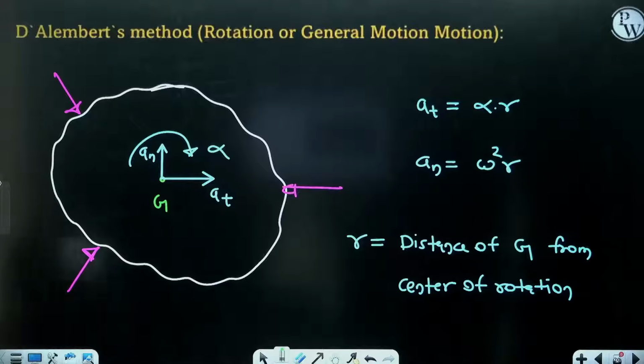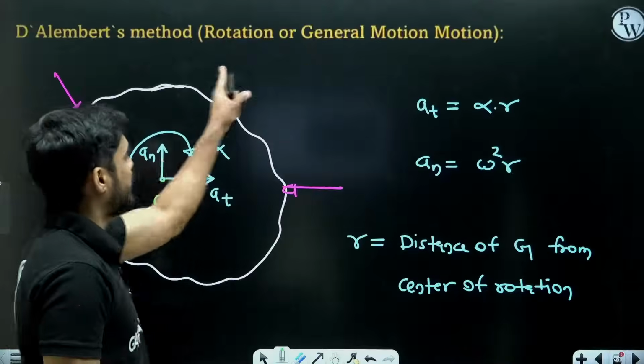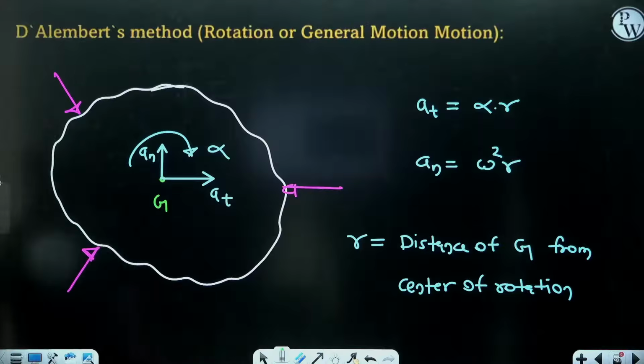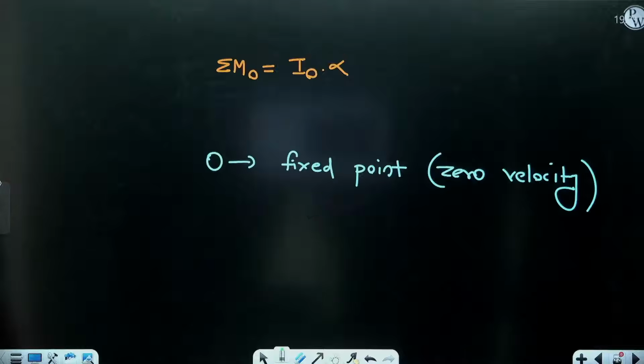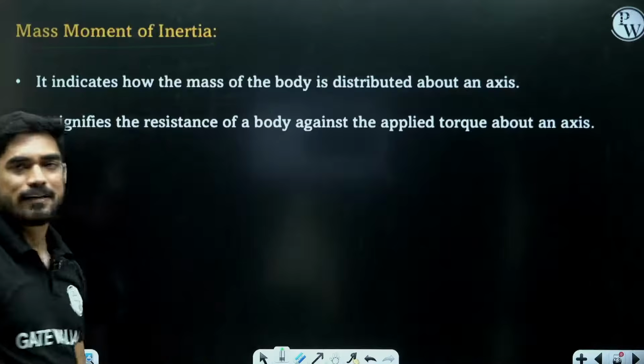So this is how you can apply D'Alembert's method, or actually it is not D'Alembert's method, it is Newton's second law in case of rotation and general motion. Let's solve some problems, you will understand. But before getting into the problems, we need to first understand mass moment of inertia.